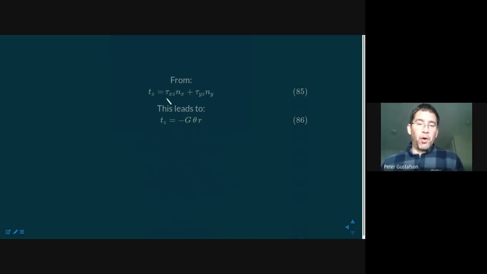And so knowing what we know, we plug in our known values of tau xz, known values of nx, known values of yz, known values of ny, and this ends up being equal to tau z is equal to minus G theta times r.